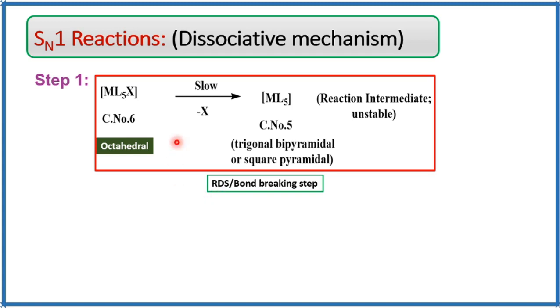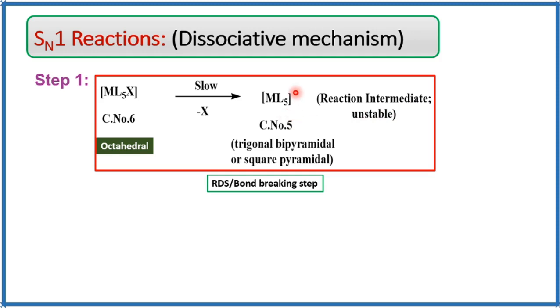That means the speed of the reaction depends on this step. That means the speed of the reaction depends on the concentration of the reactants present in the slow step. So in the first step, this complex with ML5X configuration will lose one of the ligand X. So therefore it becomes ML5. That means here the coordination number 6 is becoming coordination number 5, and this ML5 complex is a reaction intermediate, and generally these reaction intermediates are unstable.